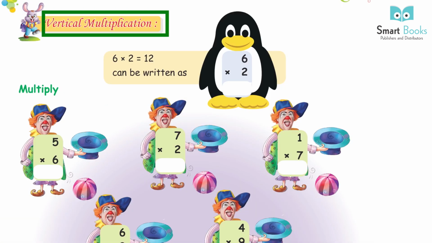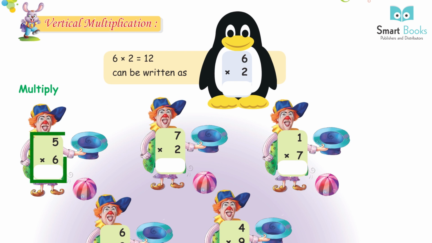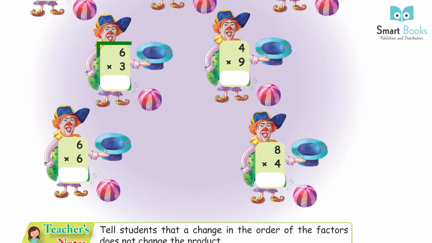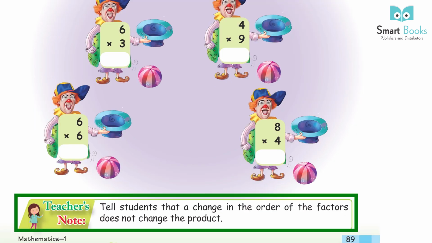Vertical multiplication. 6 into 2 is equal to 12. Can be written as 6 into 2. Multiply 5 into 6, 7 into 2, 1 into 7, 6 into 3, 4 into 9, 6 into 6, 8 into 4. Teacher's note: tell students that a change in the order of the factor does not change the product.